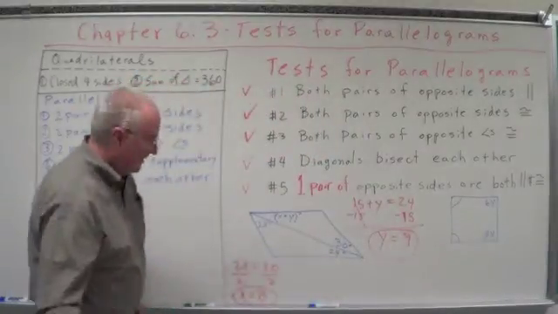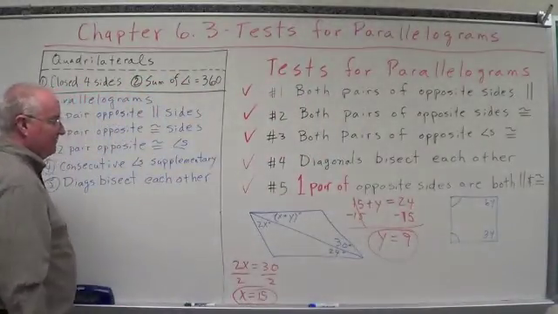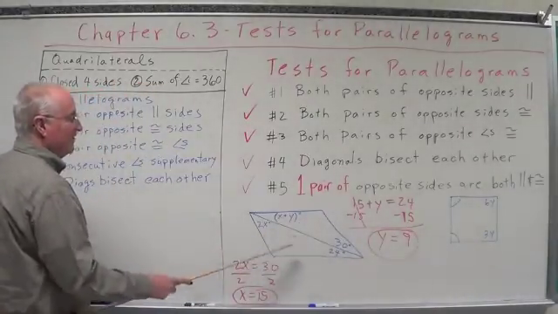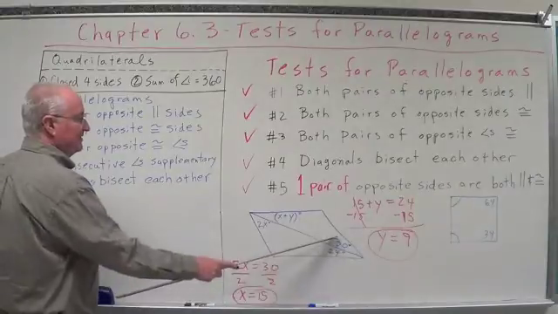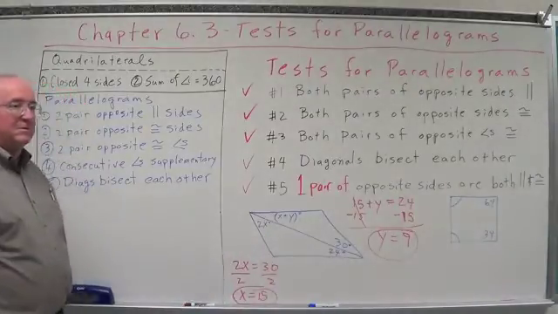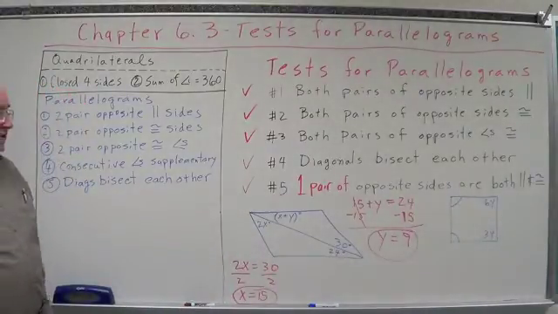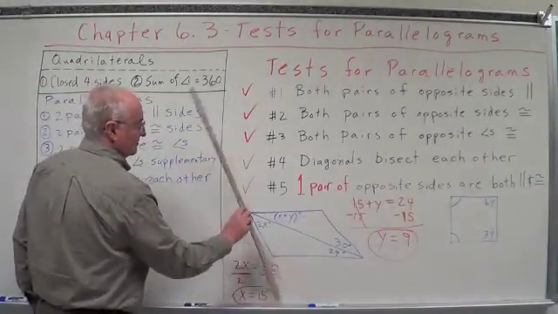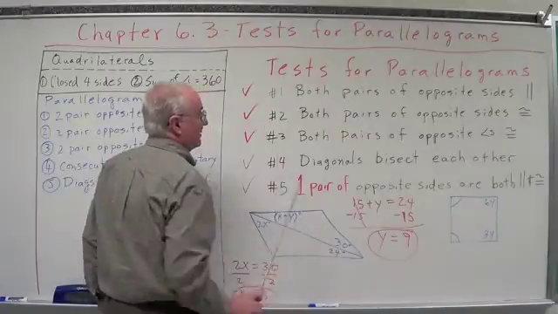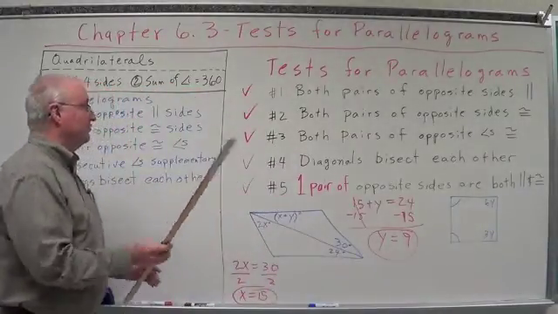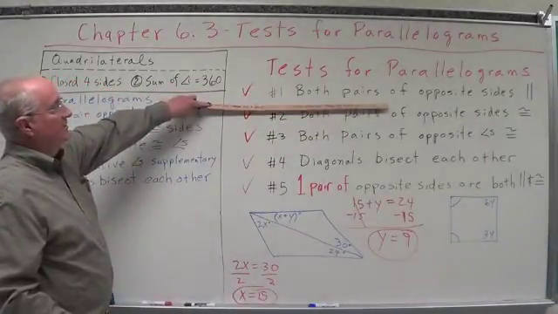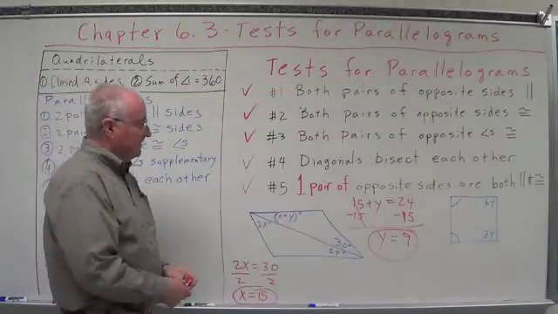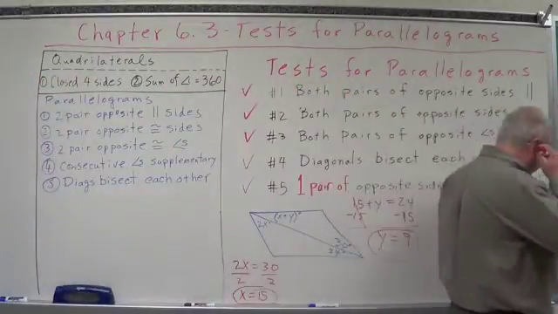Lo and behold, if we have a value of 15 for x and a value of 9 for y, that would allow this angle to equal this angle to equal this angle. That would prove that this pair of lines were parallel and this pair of lines were parallel, which would satisfy which one of these tests? Number 1, both pairs of opposite sides are parallel. Now let's look at this one over here.